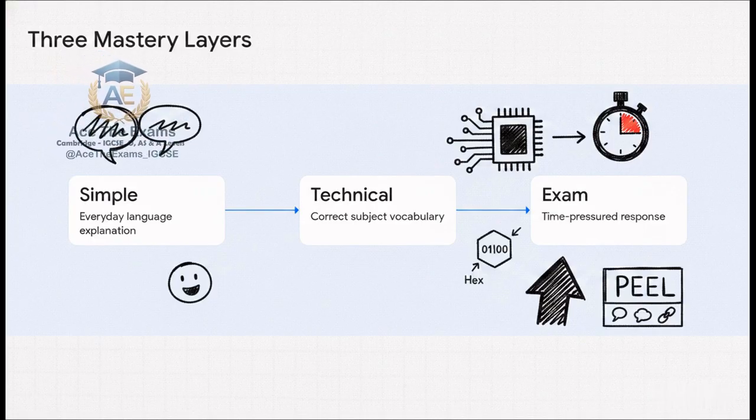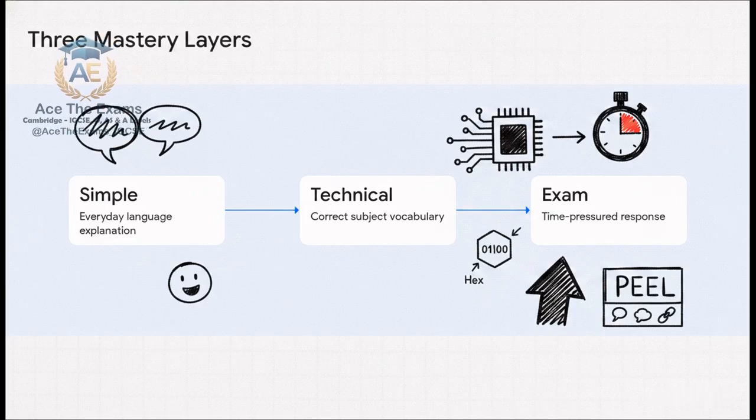This is where you explain the concept in everyday language, like you're just telling a friend that hexadecimal makes long, scary numbers shorter and easier to read. That's a great start. Then we step up to Layer 2, the technical explanation. This is where we inject our formal subject vocabulary. We start stating things like 4 bits of binary equate to exactly 1 hexadecimal digit.